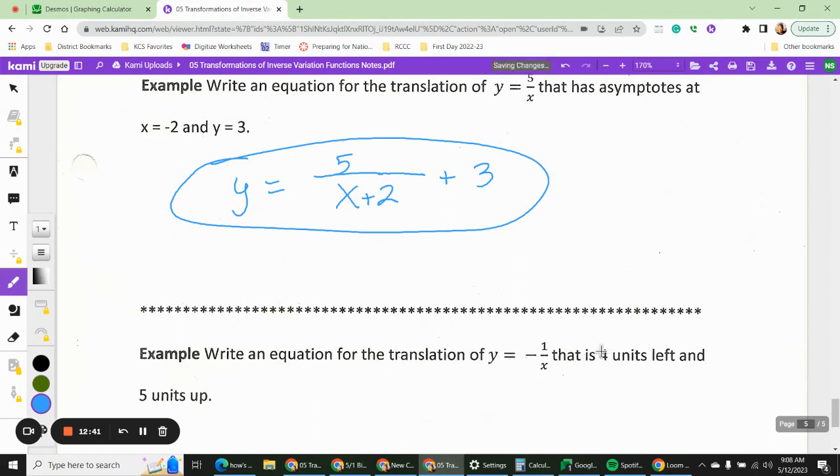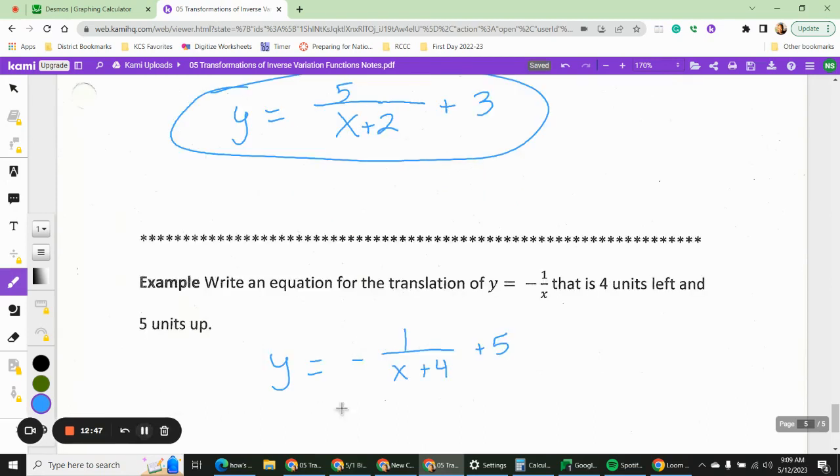Now, try to write the equation for this next problem. Double check your answer. Remember, left is going to be plus 4, and then up is plus 5. And that's it.